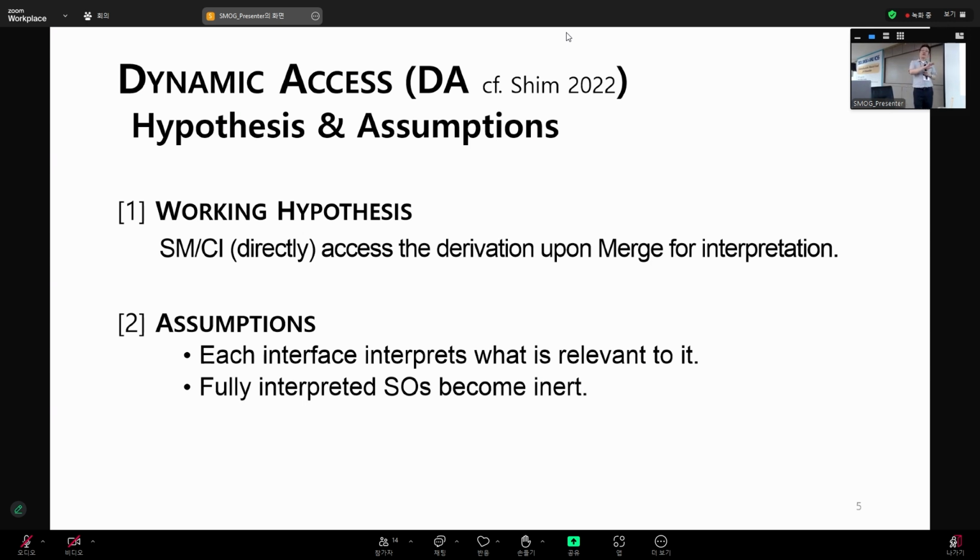In the conventional model, the interfaces are viewed as passive recipients of the information delivered for them by the operation transfer.